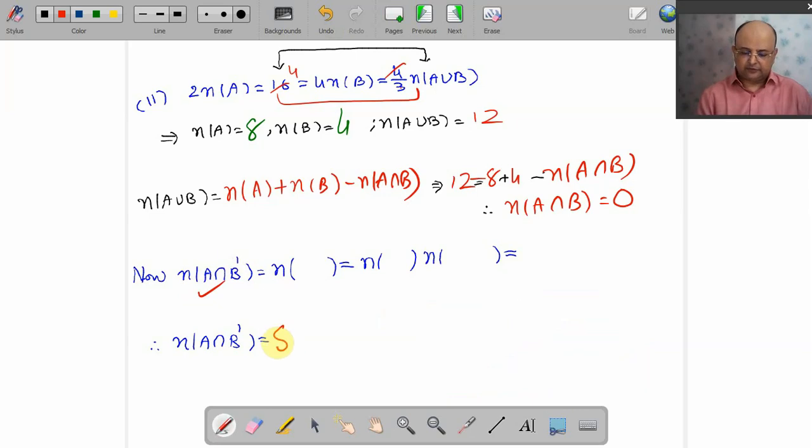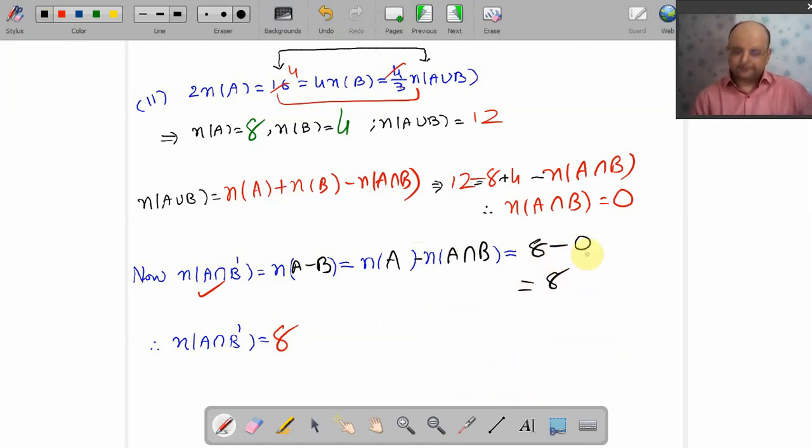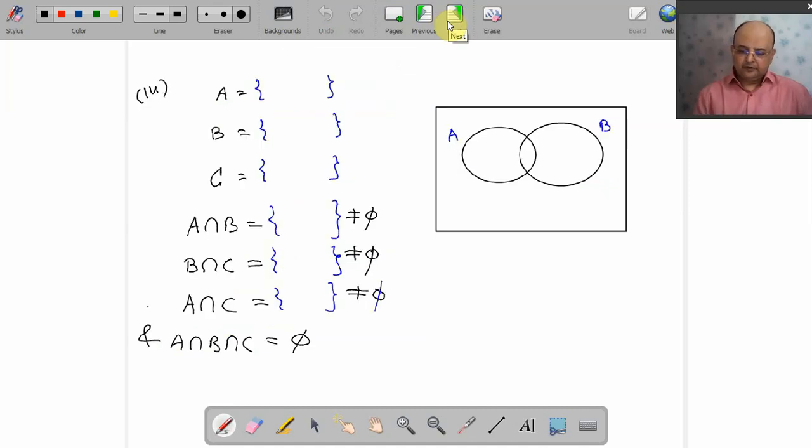I can tell you it is 8, but let me prove it. N of A intersection B dash is nothing but n of A minus B, that is n of A minus n of A intersection B. Did you see the formulas? They are so important that you cannot ignore them. 8 minus 0 is 8. Okay, fine.